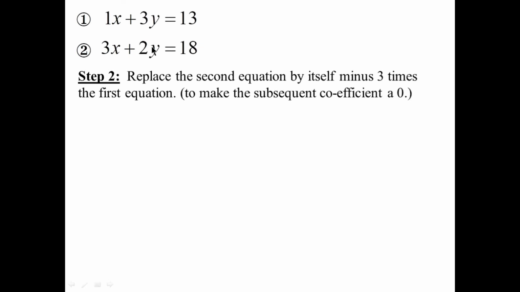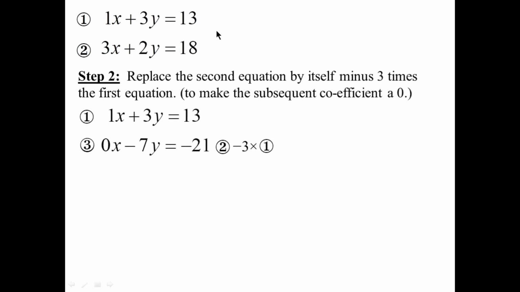So that second equation, well, let's take a look. It's 3x minus 3 times 1x, which is 0x. It's 2y minus 3 times 3y, so it's 2y minus 9y, so it's minus 7y. And then it's 18 minus 3 times 13, so 18 minus 39, which is minus 21.